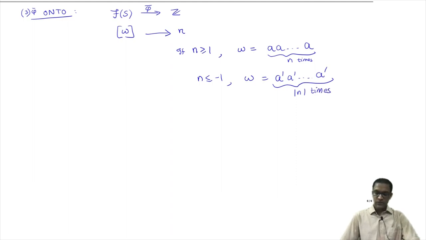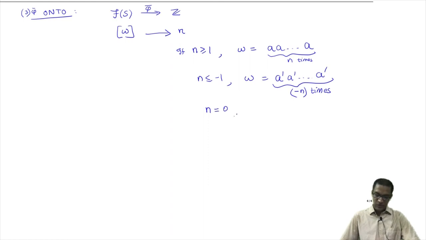Okay. So observe, for the first word, if I look at phi bar, which is the number of A's minus the number of A primes, it's n, because it's n minus 0, there are no A primes. For the second word, it's 0 minus modulus of n, okay? So in this case, modulus of n is the same as minus n, so I should write it as minus n times. If you compute phi bar, you will again see it is n.